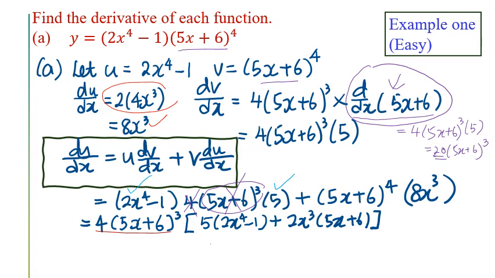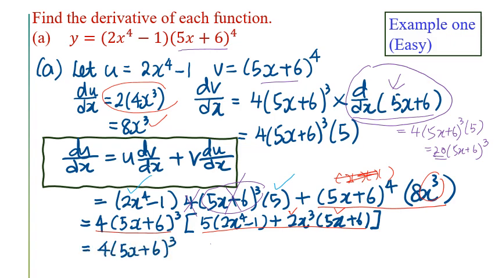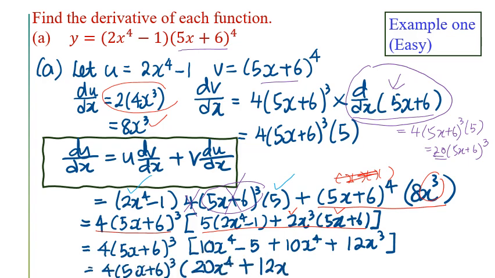Then if you go to the second term, there are 4 of them. 1, 2, 3, 4. I've taken out 3 of them. So you're only left with 1 of them. I take out 4 from 8. So I'm left with 2. X cubed, I didn't take out any x, so x cubed is still there. And of course this one you will have to expand it. Simplify further, and there we go. So that's the answer.